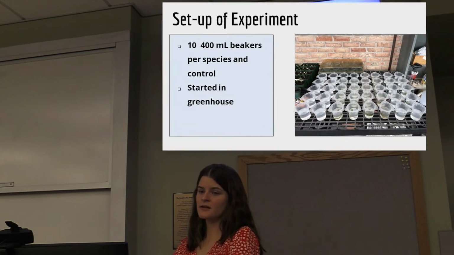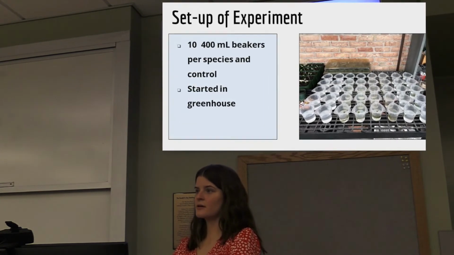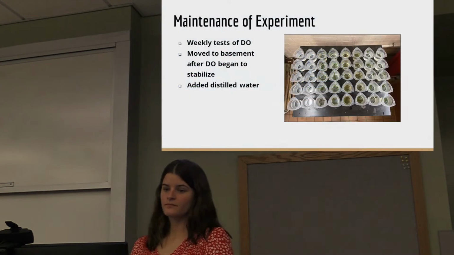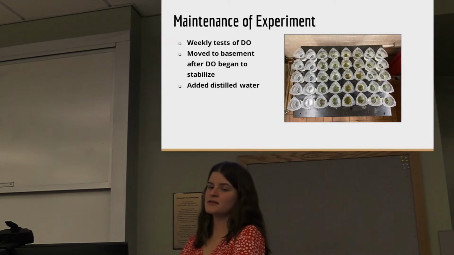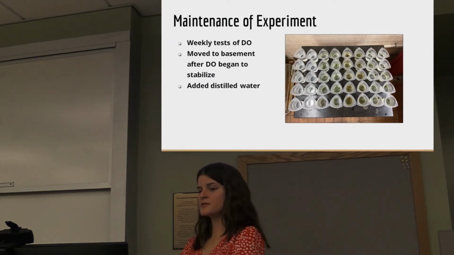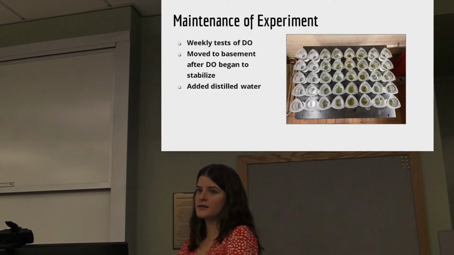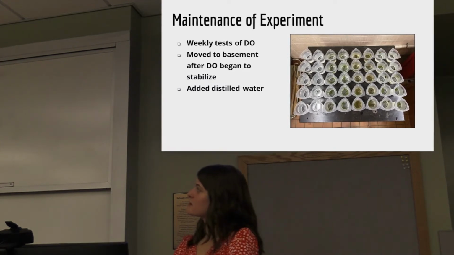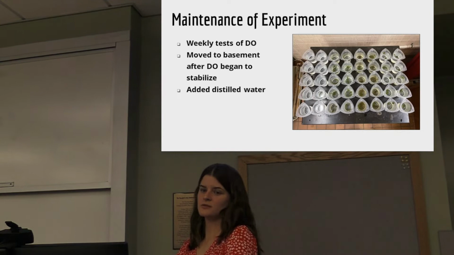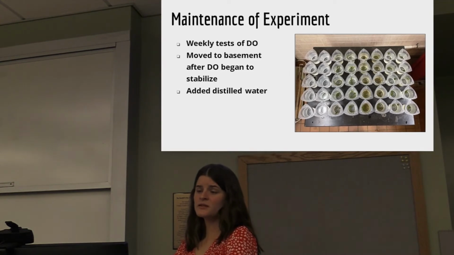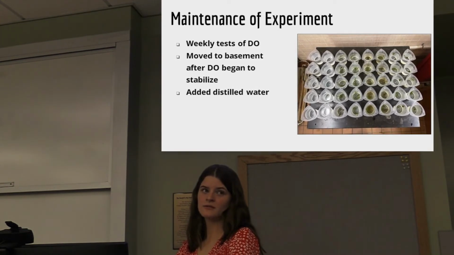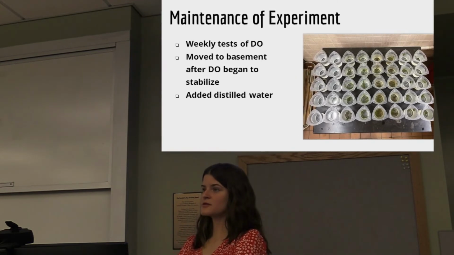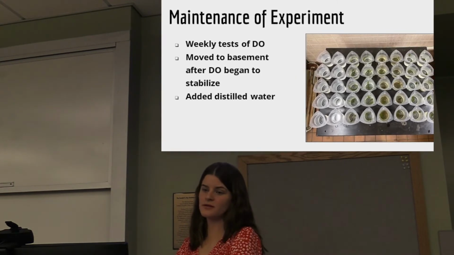I started in the greenhouse, which had adequate sunlight for the plants to perform photosynthesis. Every week I did tests to measure the DO of the water. I did this Monday, Wednesday, and Friday, and this lasted about 6 weeks, so in total I had about 18 measurements. When the DO began to stabilize in the greenhouse, I moved it to the basement and turned the lights off so there was no more sunlight for the plants to perform photosynthesis.